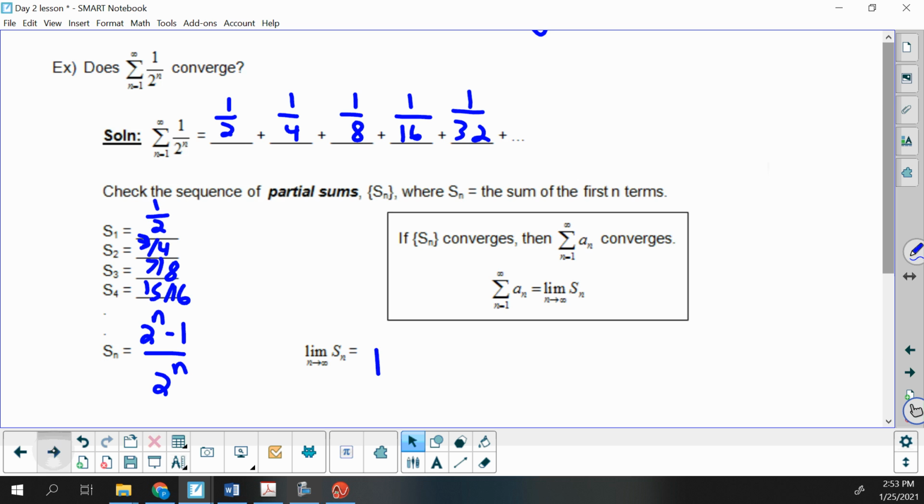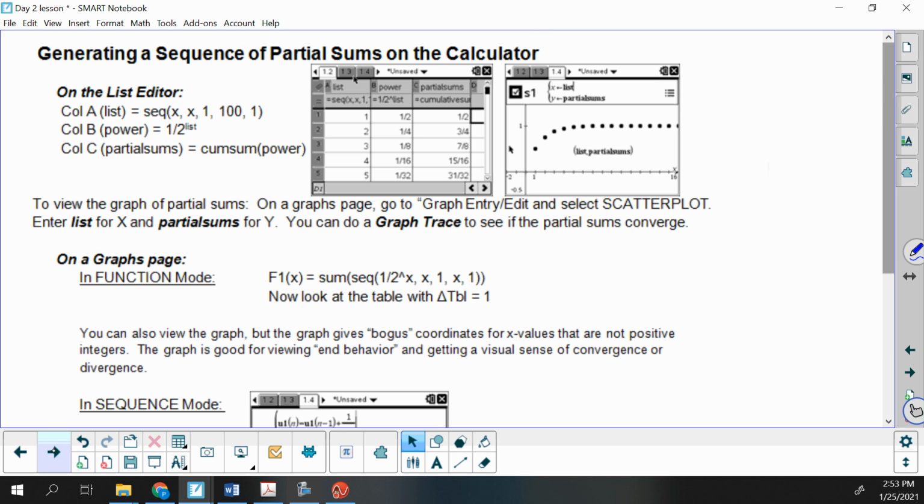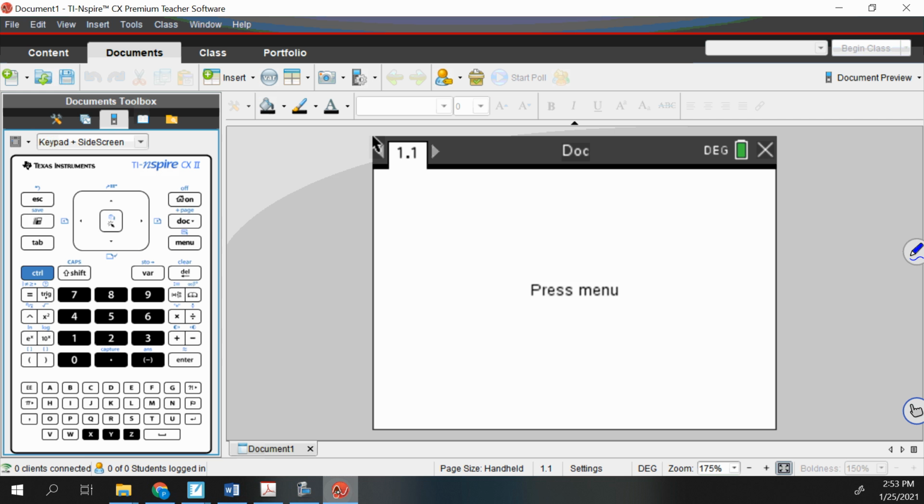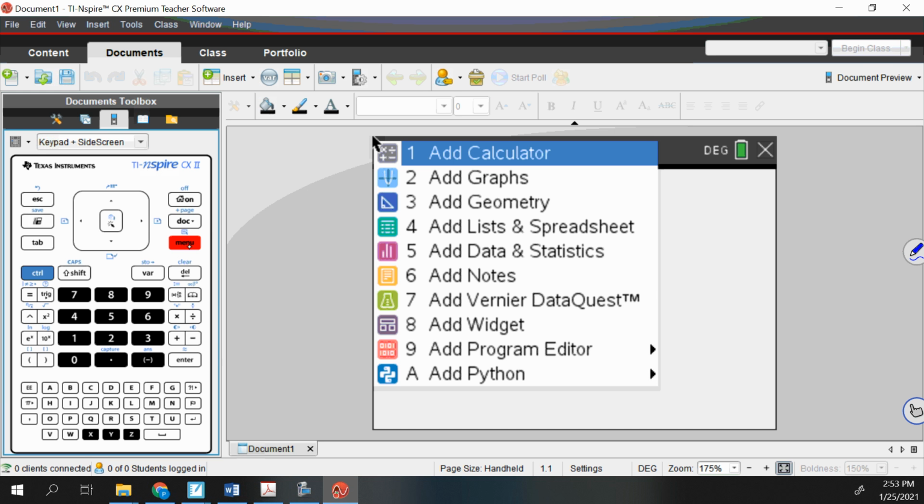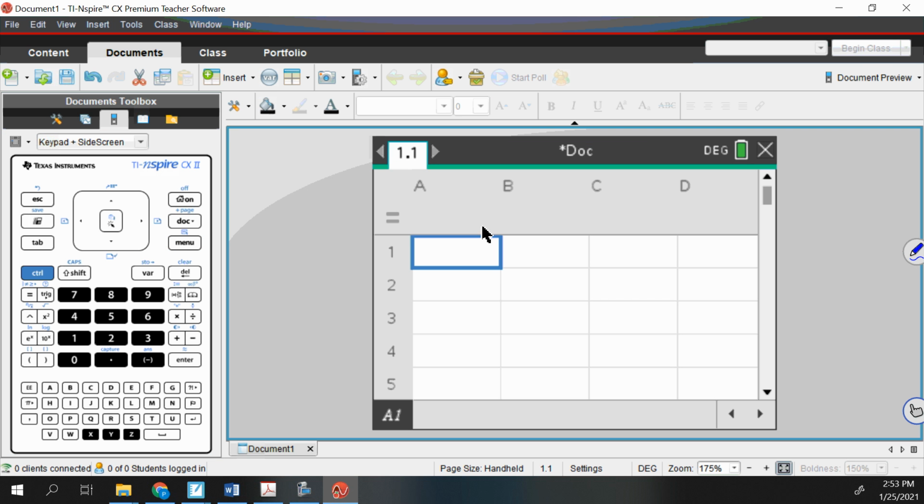So next up, we're going to show you how you can represent a sequence in several ways on the calculator. So first is from a list and spreadsheet page. On our calculators, we can add a list and spreadsheet. We're going to call the top list.